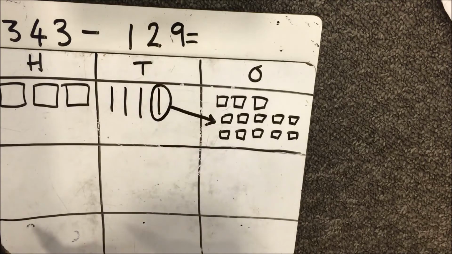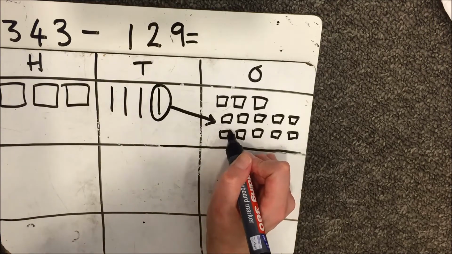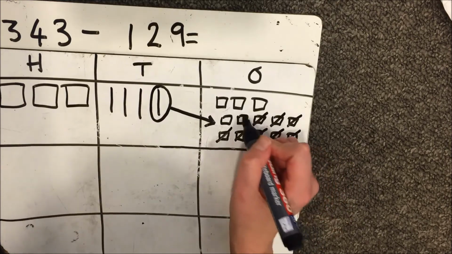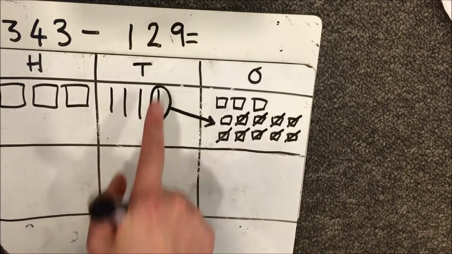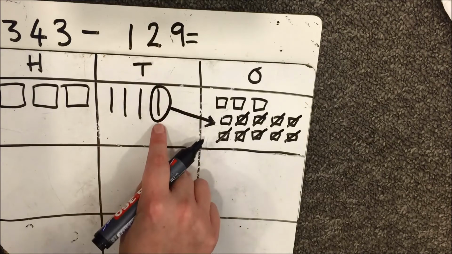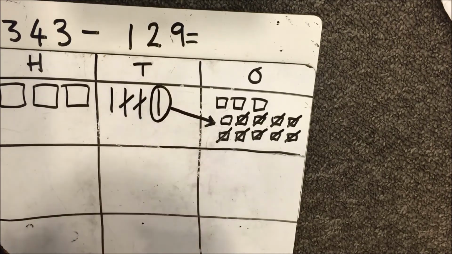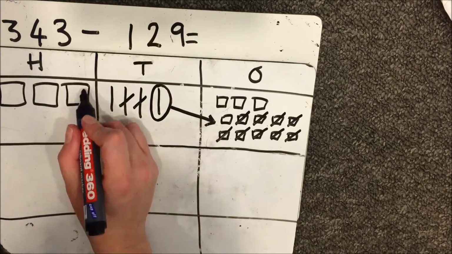Can I do it now? Can I take away 9? Good job. We need to cross out 9. 1, 2, 3, 4, 5, 6, 7, 8, 9. Where do I go next? I need to take away my 10s. Remember, this one isn't in the 10s anymore, so we don't cross that one out. 10, 20, and now I need to take away 100.